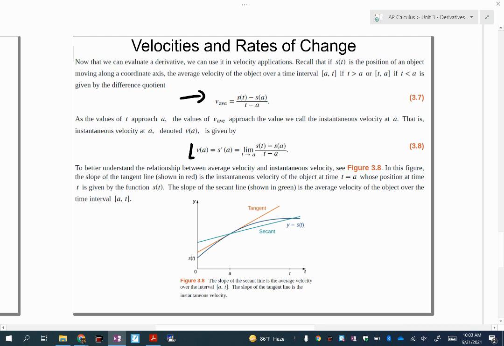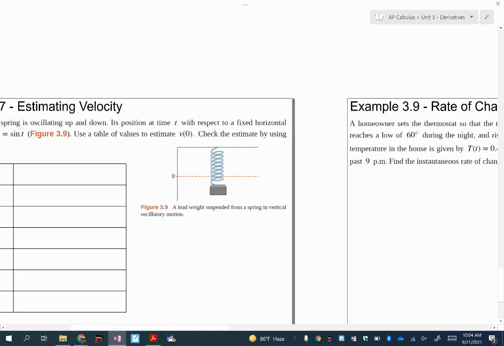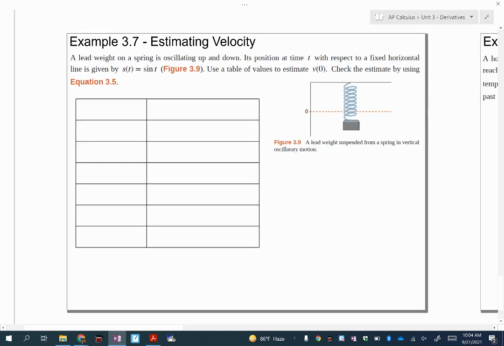So we're going to be using v of a, the instantaneous velocity, which is the same as the derivative of our position function s of t. So s prime of a is the derivative of that position function. We'll be doing very similar work to what we've just done, but now I'm going to show you the application for this. Okay, so let's do one with a table.